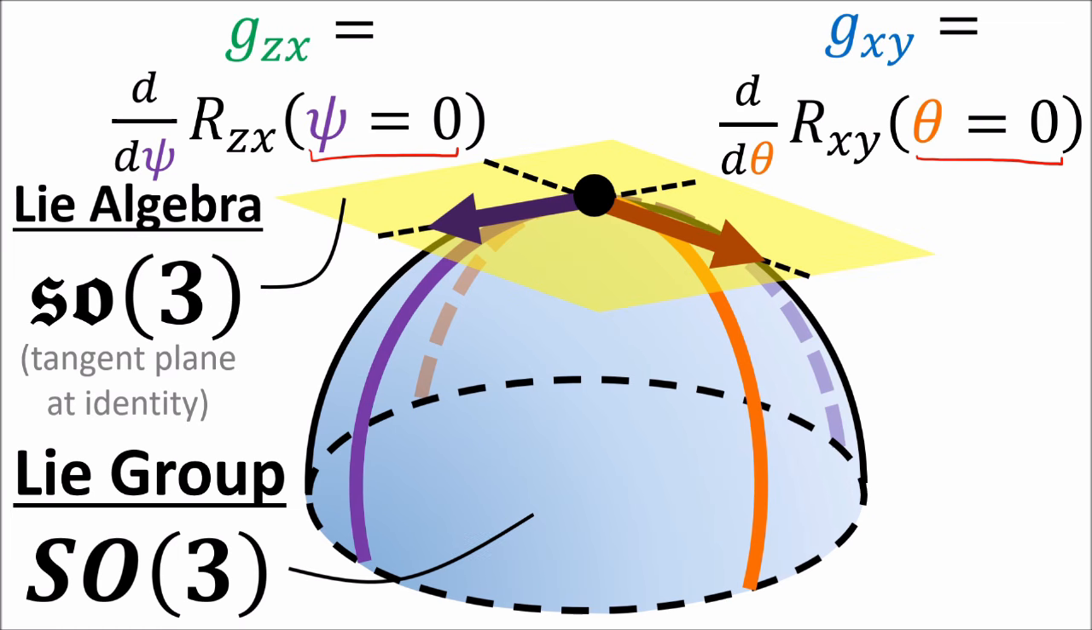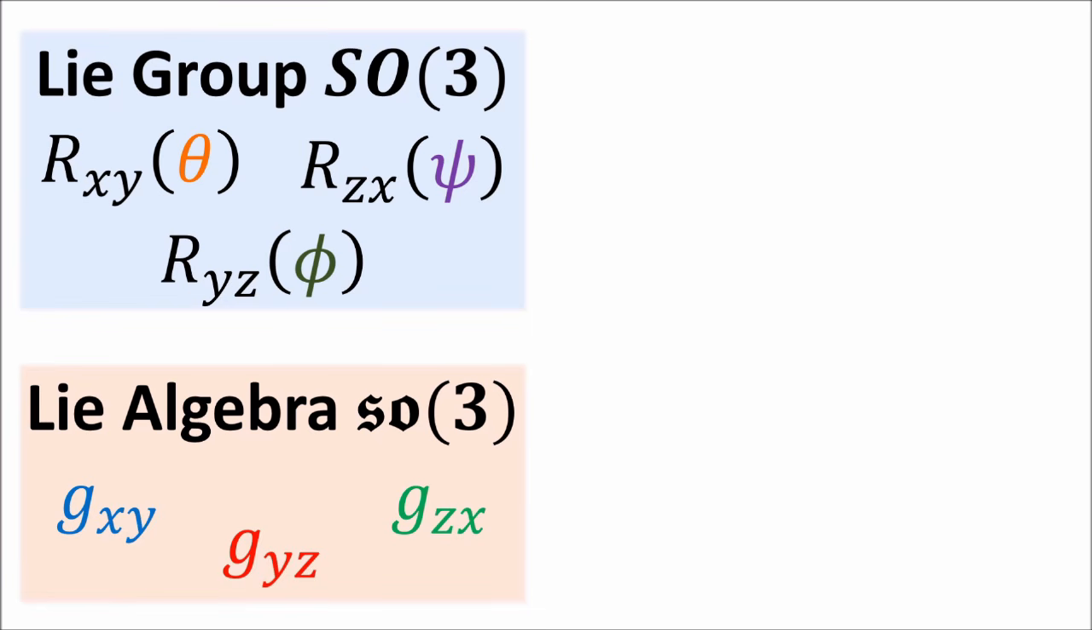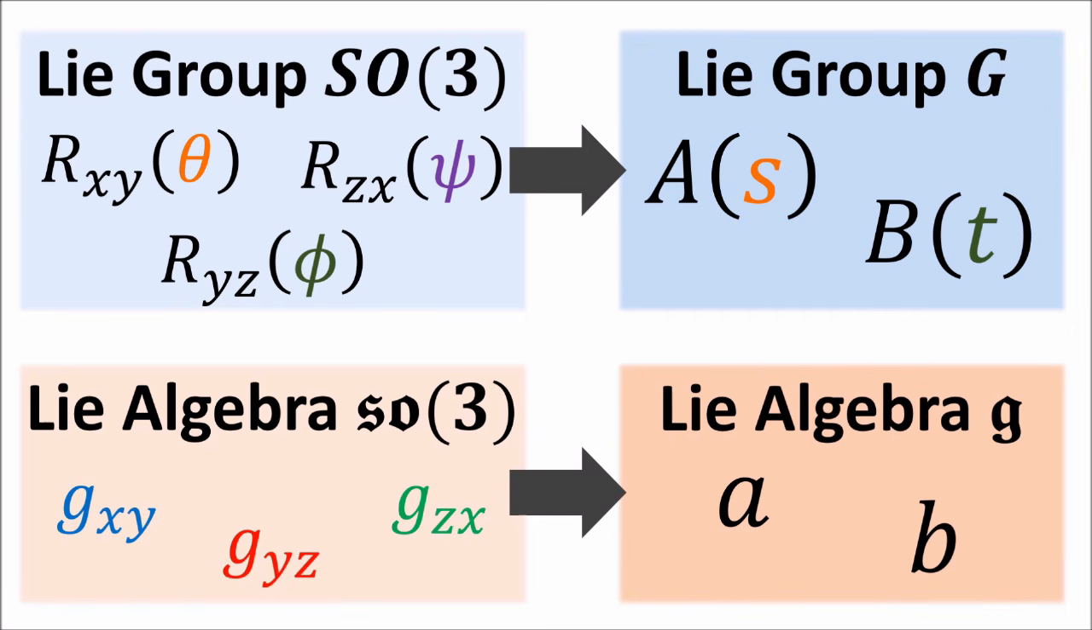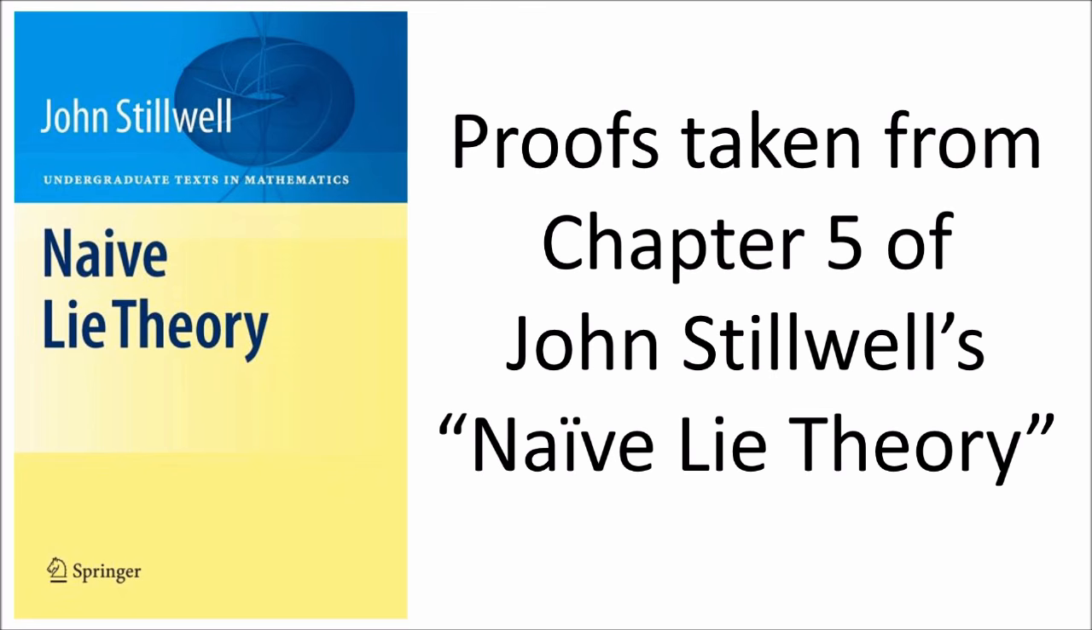Now, I'm going to use this idea of paths in the curved Lie group space to prove some properties about general Lie algebras. So, instead of dealing with Lie group members that are rotations in SO3 parameterized by angles, I'm going to deal with general members of a general Lie group big G, whose generators live in the Lie algebra small g. I've taken these proofs from the textbook Naive Lie Theory by John Stillwell.